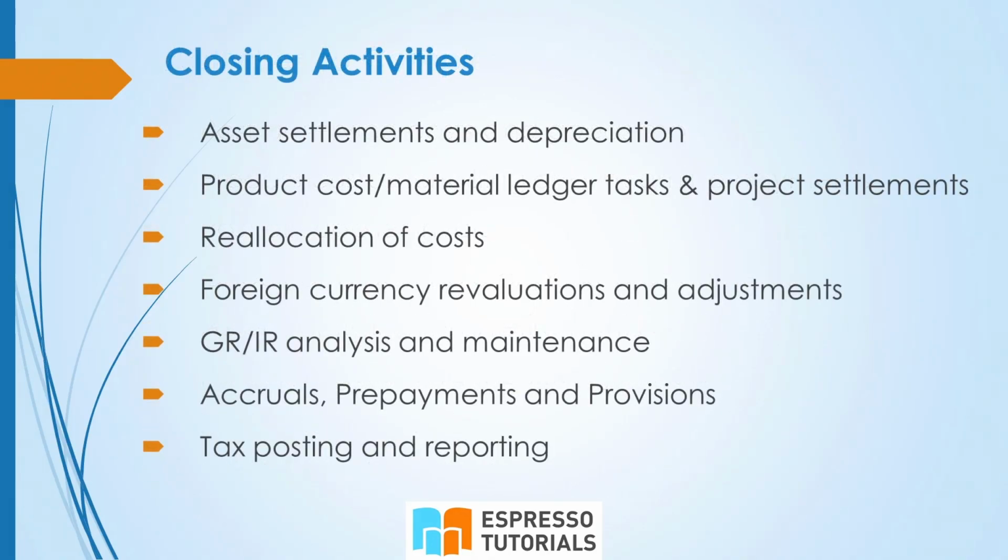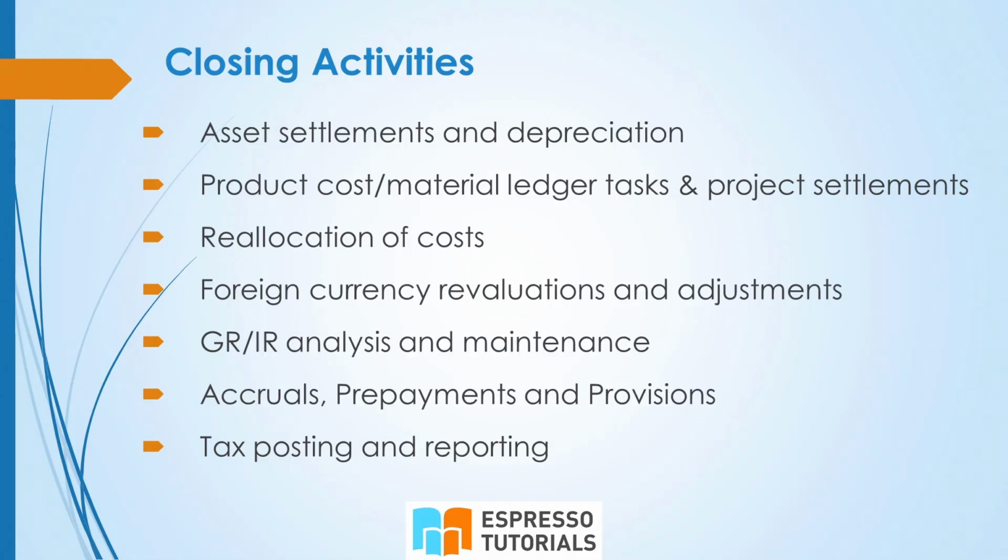Once all the routine tasks for the period have been completed, then the specific closing tasks can be performed. Some of the key tasks that result in postings to the general ledger are running the fixed asset depreciation, product cost postings, calculation of variances, work in progress, cost estimates, projects and internal order settlements, reallocation of costs, and so on.